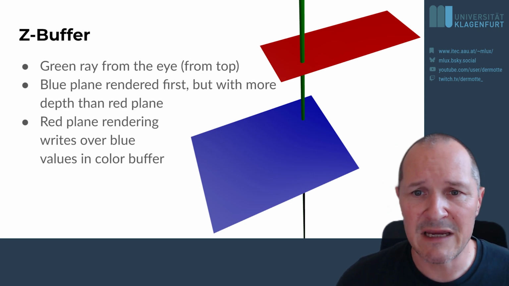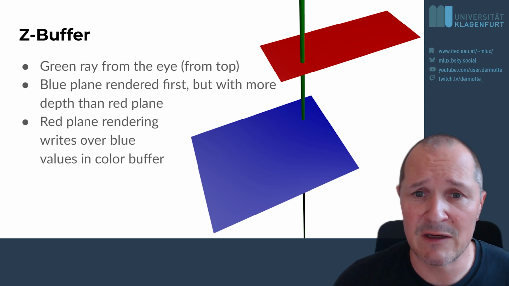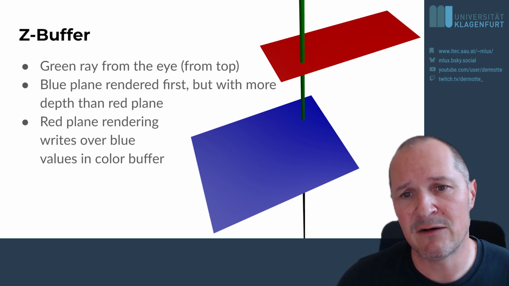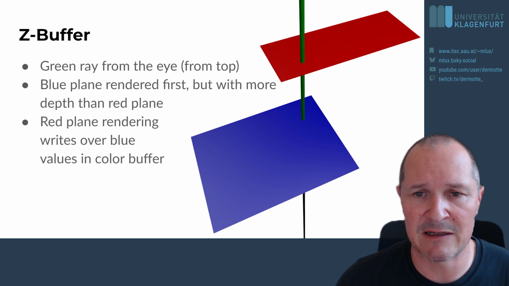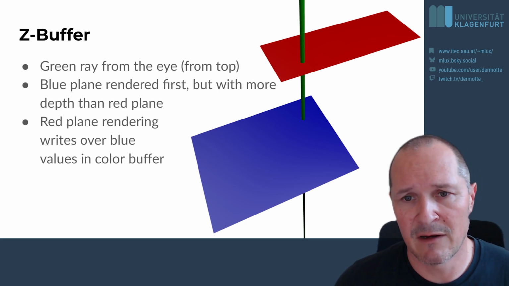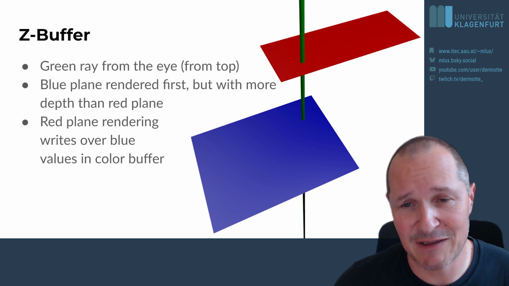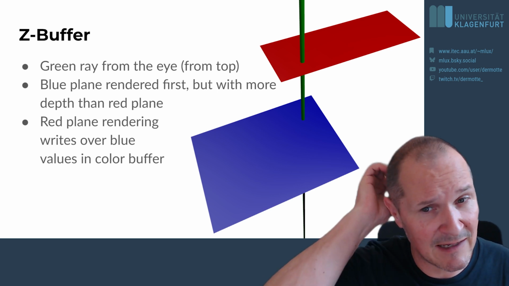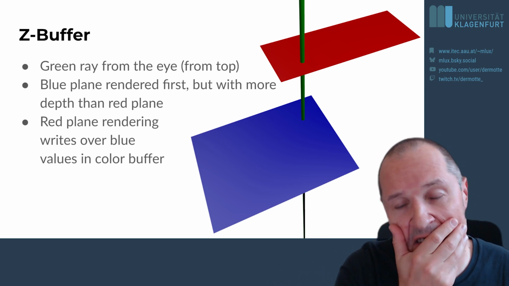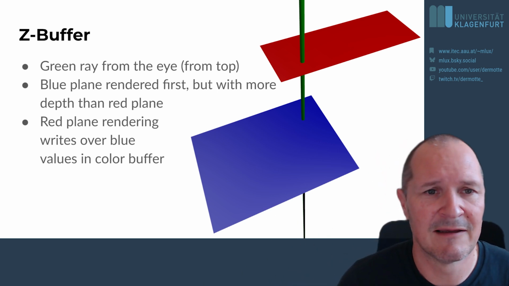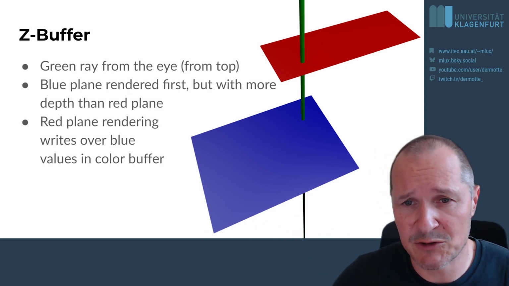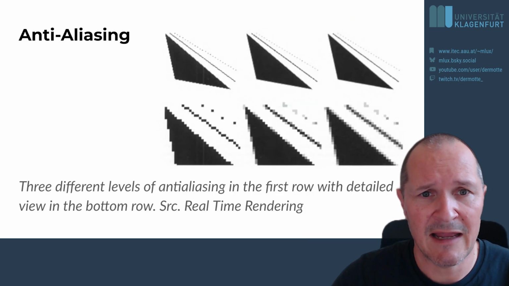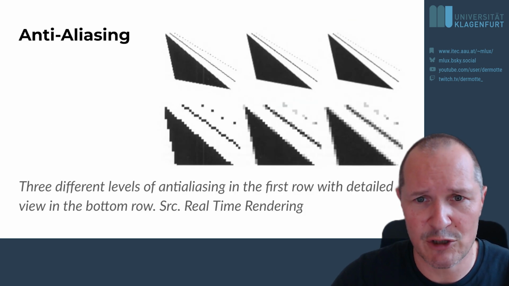Of course, how big does the Z buffer need to be? It needs to be as big as the screen you render. Full HD is 1920 by 1080, HD is 720 by whatever, and 2160p is then 4K. So the bigger the picture, the bigger the Z buffer. Anti-aliasing makes it even worse.